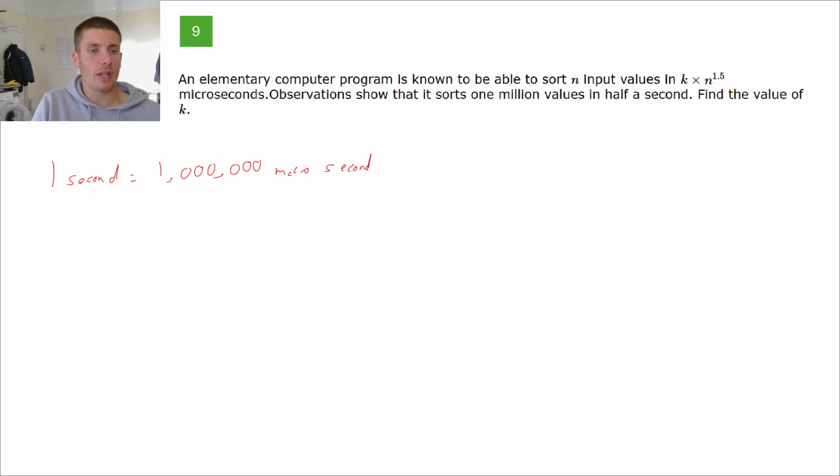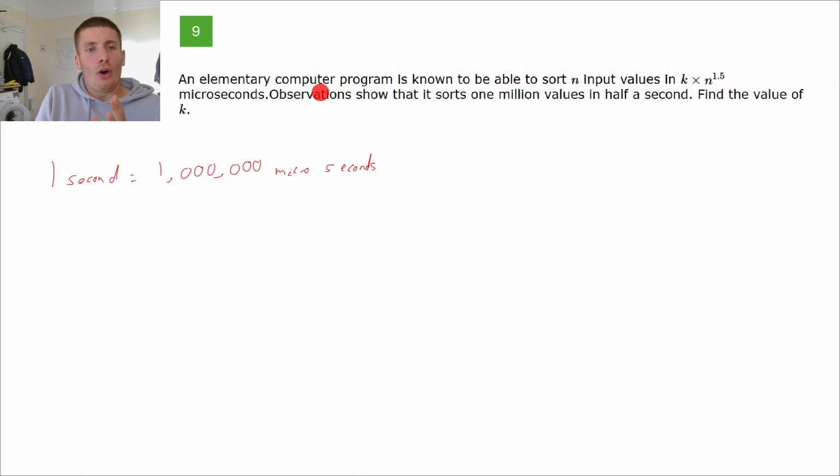If you go on to university and do something like engineering, these are called standard international units. You'll get really familiar with them. You've got things like micro, milli, nano, and you've got to be able to convert them. That's important. But 1 second is equal to 1 million microseconds.